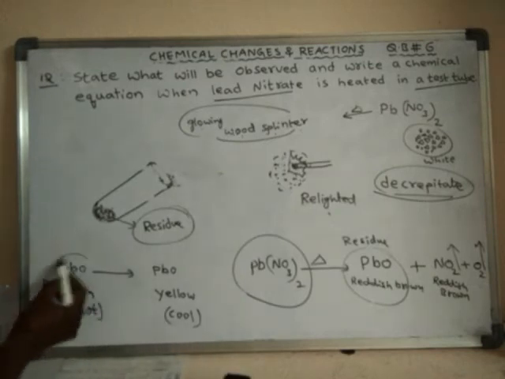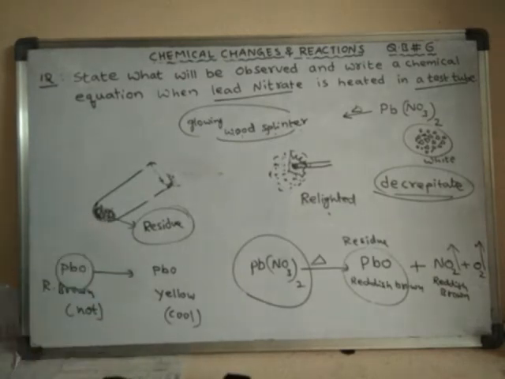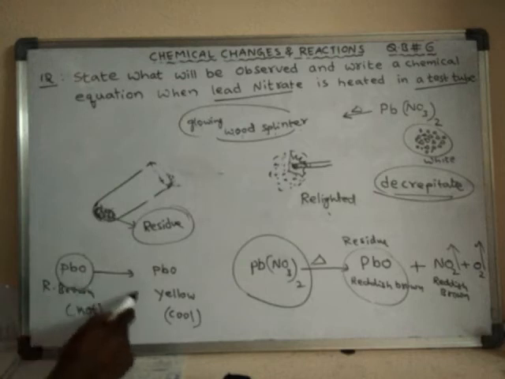Okay, this is the residue. What is the meaning of residue? The leftover substance after a chemical reaction. After a chemical reaction, the substance which is left over is said to be residue. So this particular residue, which is reddish brown color when hot, is turned to yellow color on cooling.